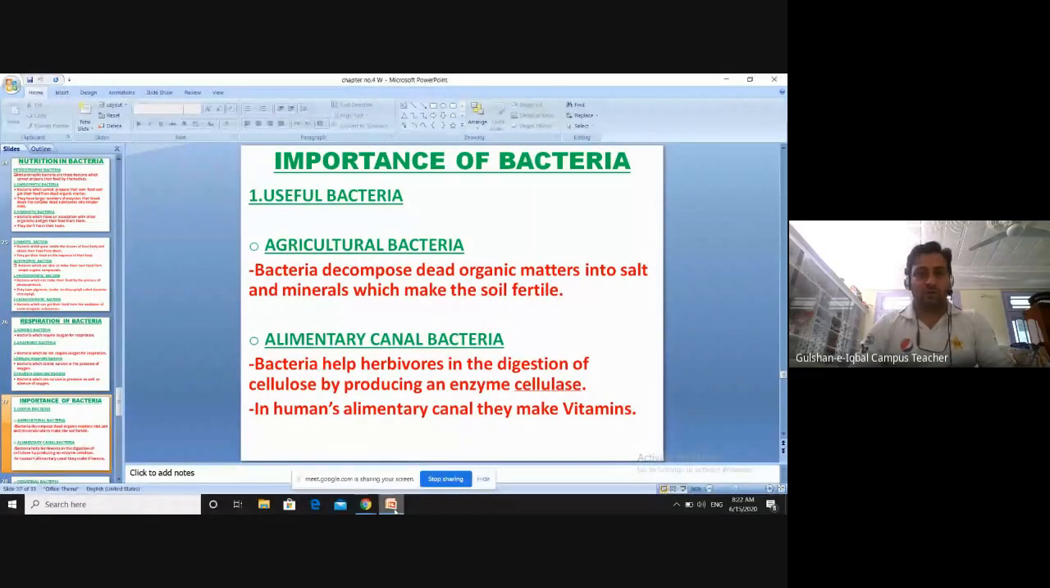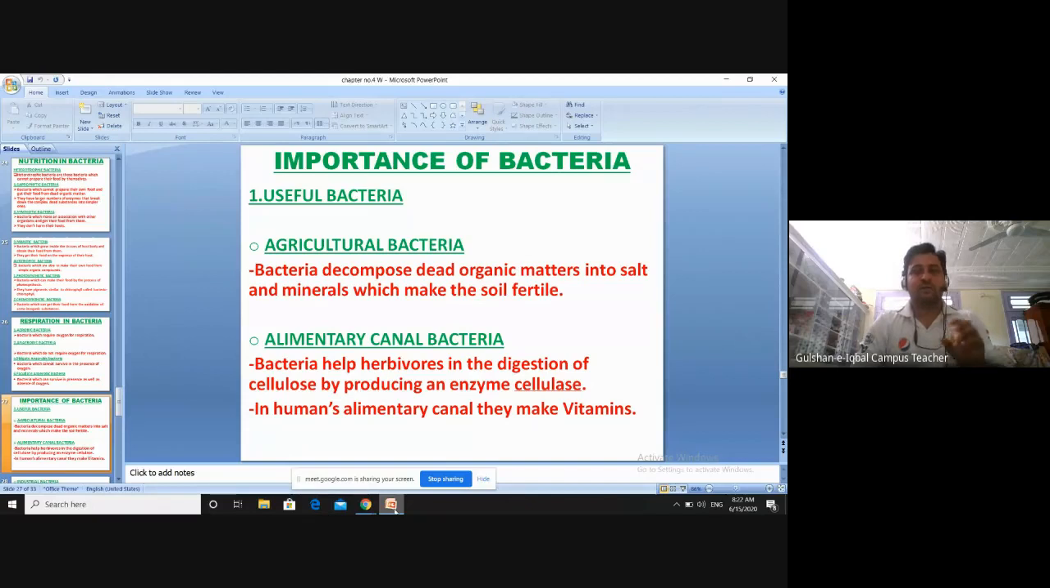Number one, we are discussing the useful bacteria. In the useful bacteria, we have agricultural bacteria. For example, we discussed the saprophytic bacteria, which can decompose dead organic matter. When they decompose dead organic matter, the inorganic substances present in them are released to the soil to fertilize that soil.